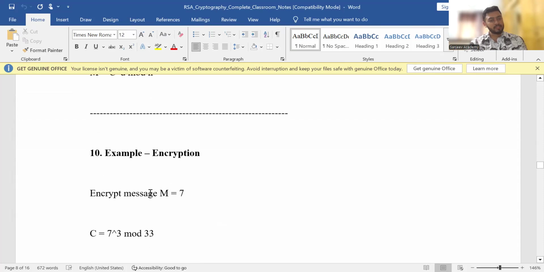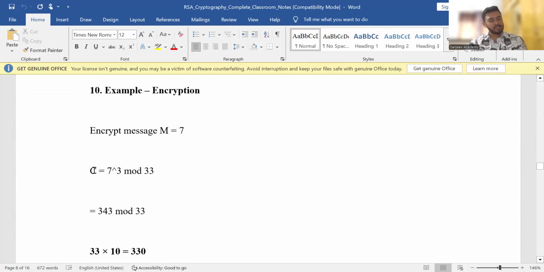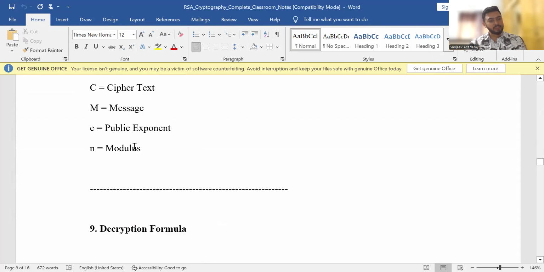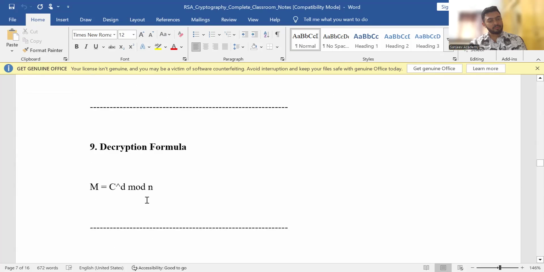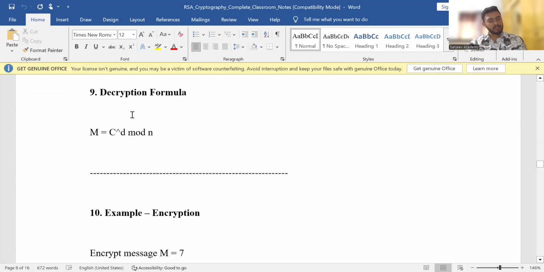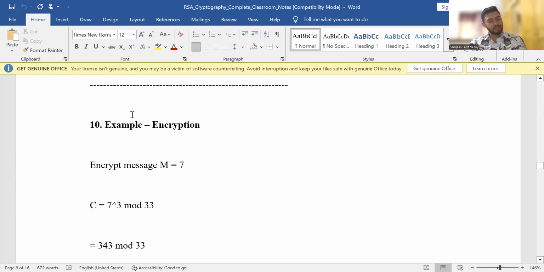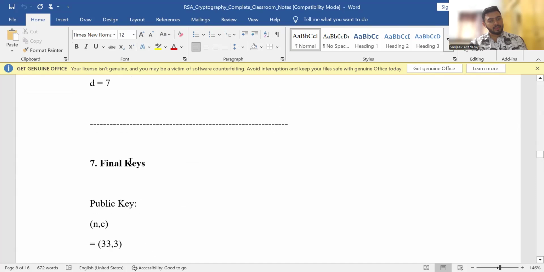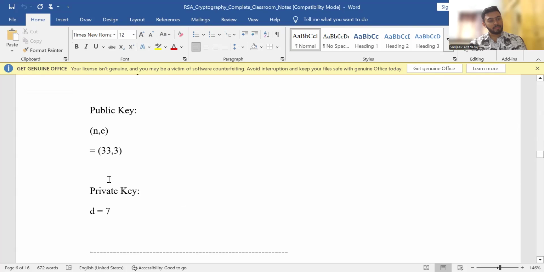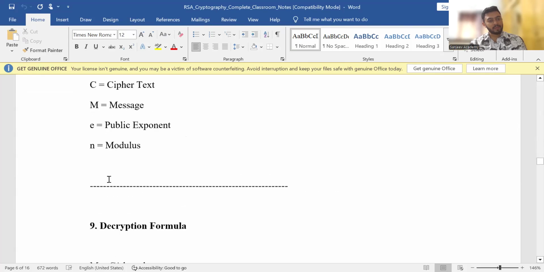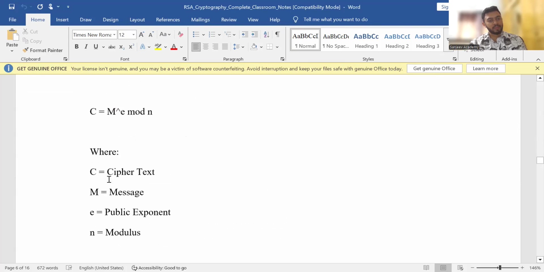Okay, so encrypt message M equal to 7. What is my C equal to? Just go to M power E mod N. N we already got as 33, correct? And what is my E? Let me check it out. E is 3, and D is 7. Encryption formula. Okay.